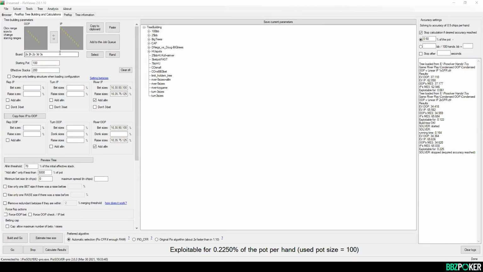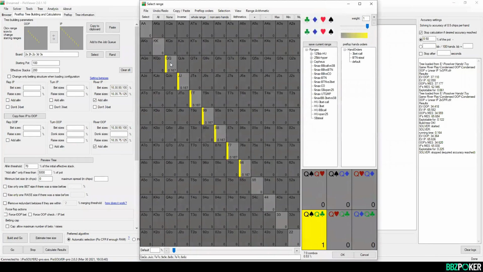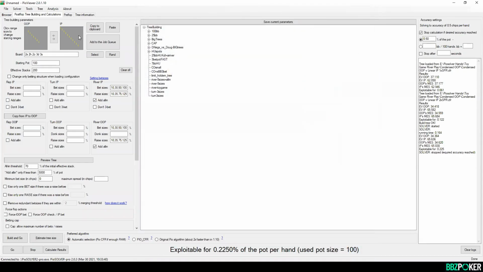All right, so we've now got a 2-to-1 SPR with a condensed out of position range and a linear in position range. Out of position has queens through sixes, in position has aces through fours. Same board, 2-to-1 SPR now. So 200 chips in the middle. Oh, sorry, 200 chips in the stack, 100 chips in the middle. And again, all bet sizes enabled.